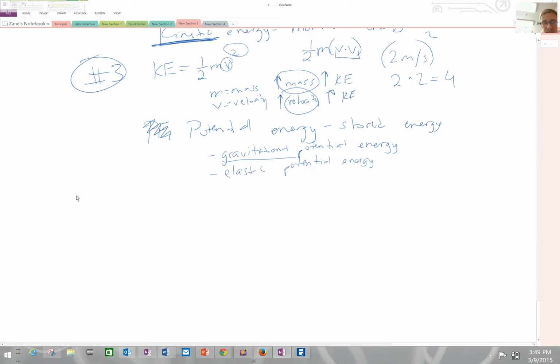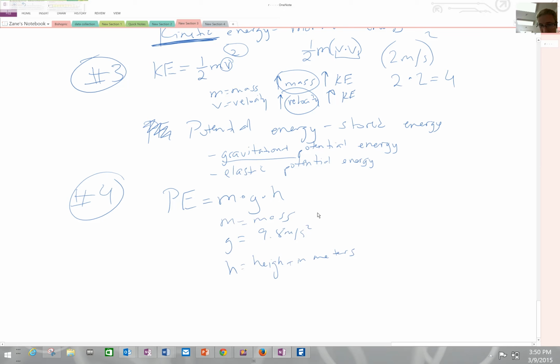Now here's your next formula, number 4 on your list. PE is equal to the mass of an object times its gravitational constant, which is always 9.8, times its height. Okay? So m is mass, g is always 9.8 meters per second squared, and height is in meters. Mass is always in kilograms as well. Okay, I feel like that's a pretty simple equation because you're just timesing three things together, so I'm not going to spend too much time on that.